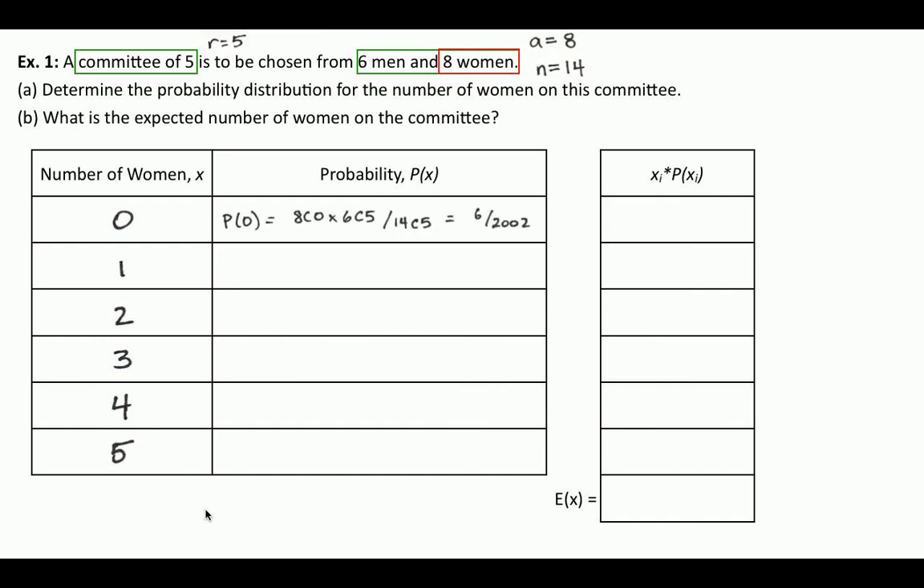So the probability of no women on the committee would be your 8 choose 0. Here's a pile of 8 women. We want none of them. That means that out of the 6 men, we're going to choose 5 of them because they have to form the committee. So 6 choose 5. And we divide by the no restrictions case, which is 14 choose 5.